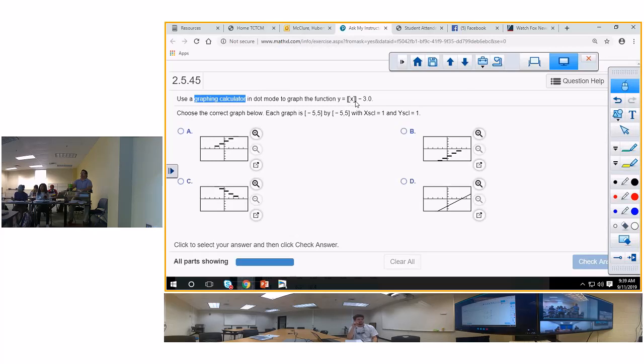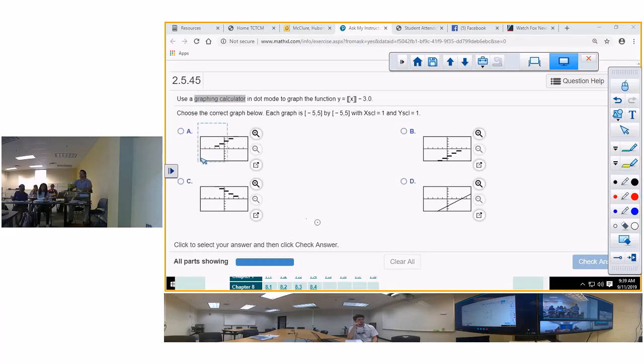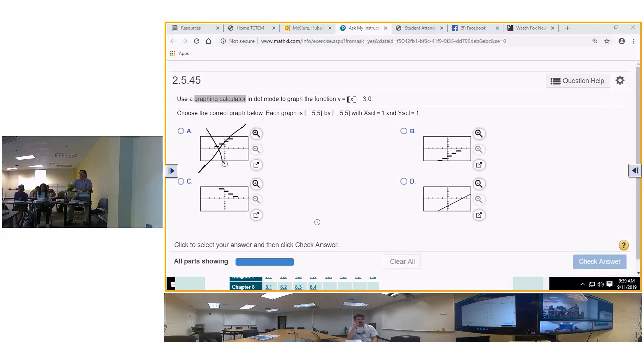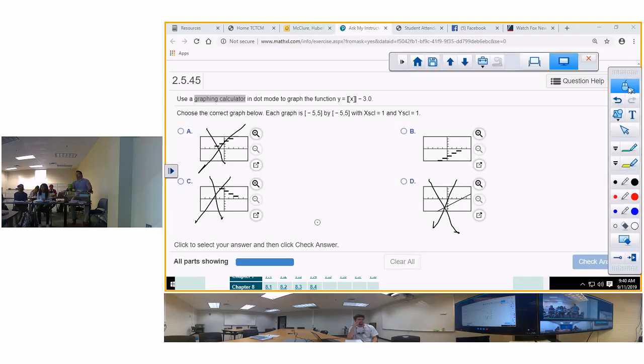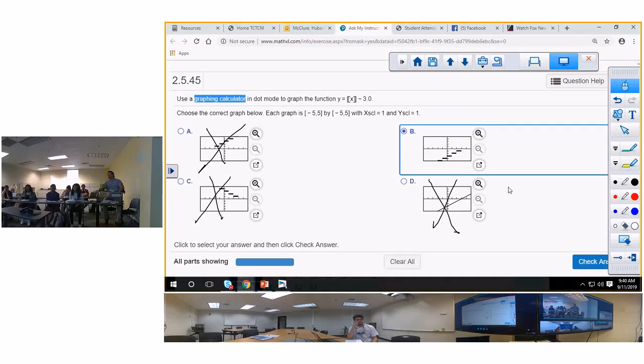So which one is it not? It's not A or C, because that's at +3 and this one's at +3. It can't be D because it's not stair step. Oh my gosh, it's B. I bet you $1 to a donut, it's B. $1 to a donut. You gonna bring us donuts?